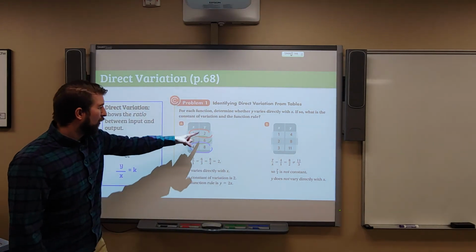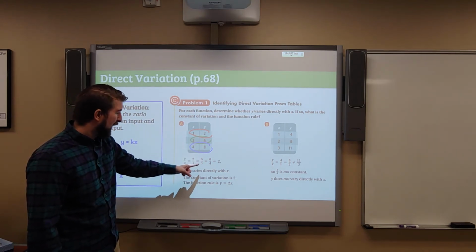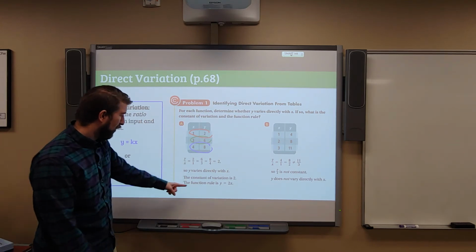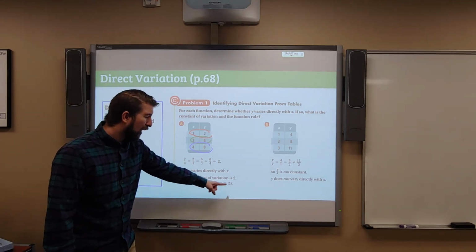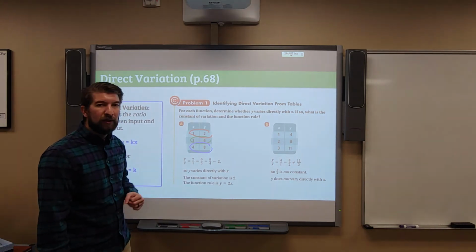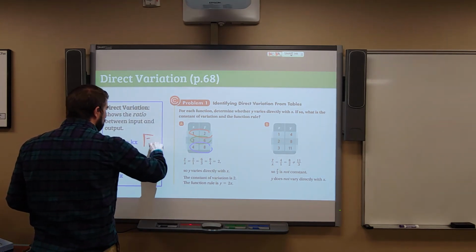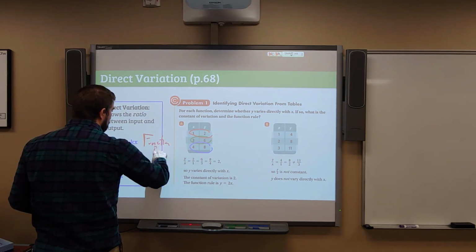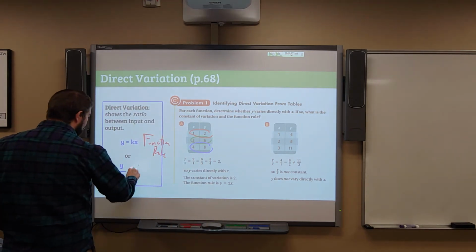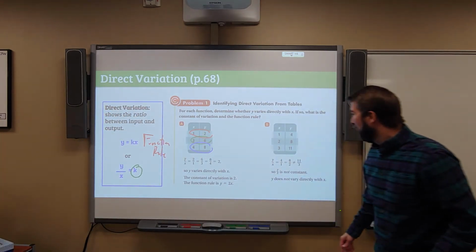So notice we have y over x, 2 over 1, 6 over 3, 8 over 4. All of those equal 2. And so the function rule is y equals 2x, and the constant of variation is 2. All right, this is the function rule, and the constant of variation is k.